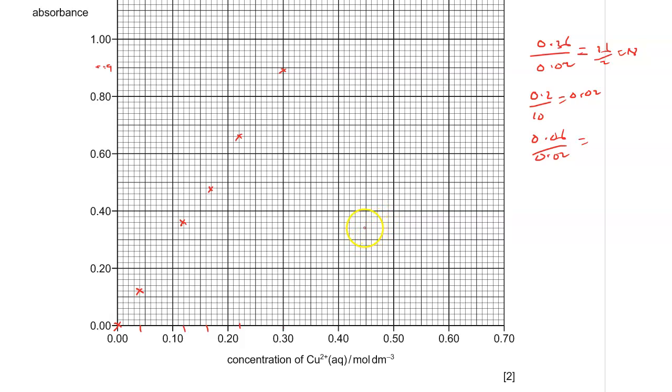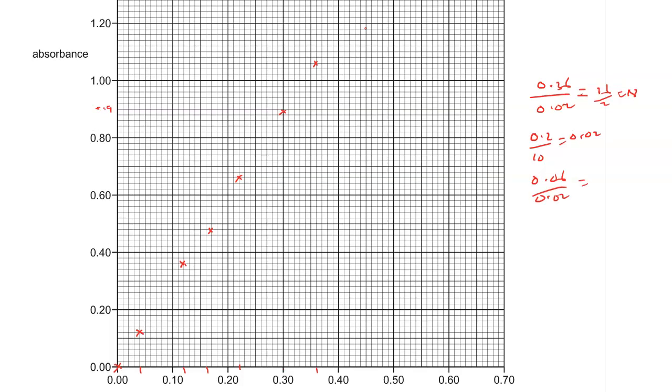The next is 0.36. 0.36 is there. This corresponds to 1.6. 1.6 is here. 1, 2, 3. 1.6 is here. 1.06, not 1.6. 0.6 is right there. Okay.